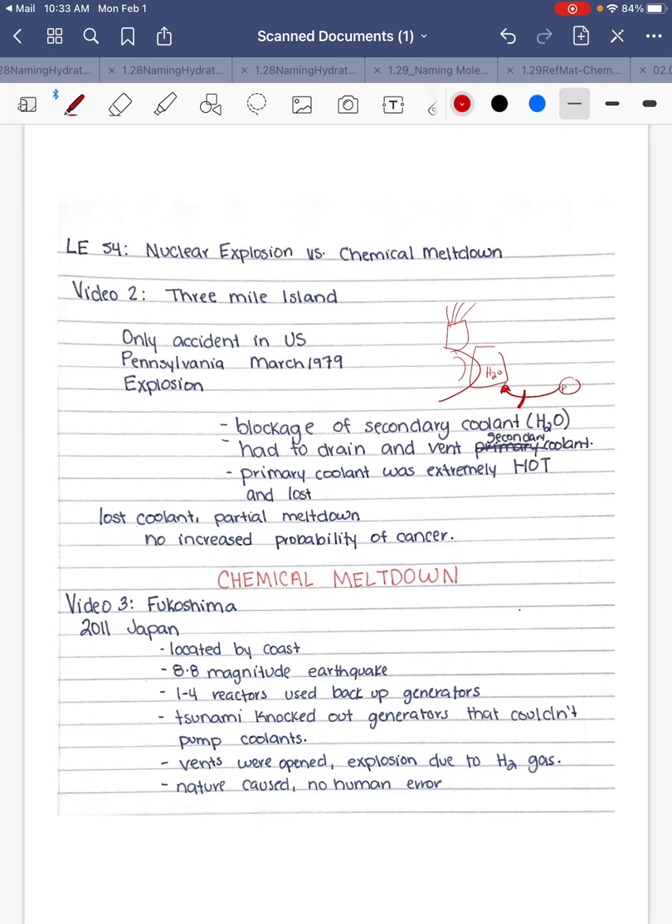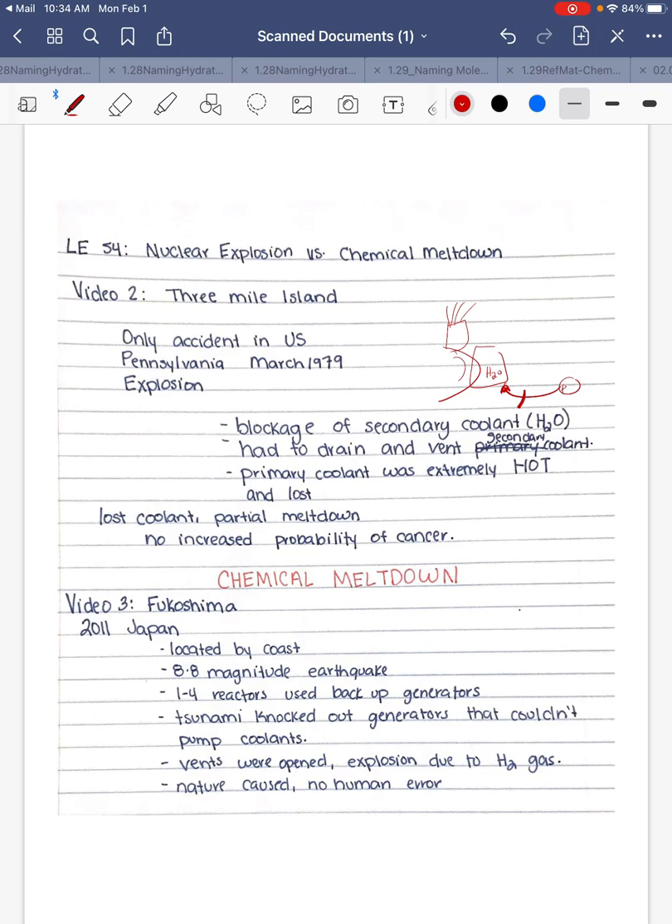Again, the people working there, guys, it was not their fault. They tried to open the vents. They tried to do everything they could, but the main fault was due to the tsunami knocking down the backup generators. So again, Fukushima is also a chemical meltdown. This was an accident caused by nature. The backup generators were taken down by the tsunami, and unfortunately, there was so much exothermic energy from the nuclear reaction that there was an explosion.